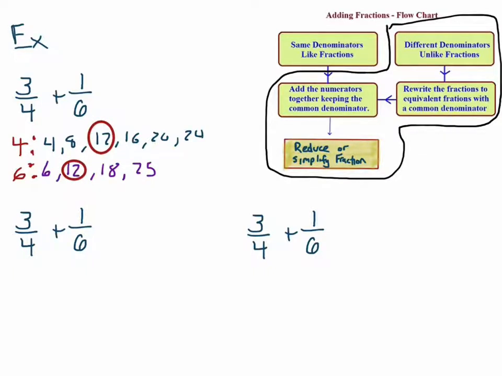So to do that, we're going to do this. I'm going to multiply. I'm going to do this 2 different ways. I'm moving that over so I have enough room. So I'm going to multiply 1/6 by 2 over 2. And then I'm going to multiply this fraction 3/4 by 3 over 3.